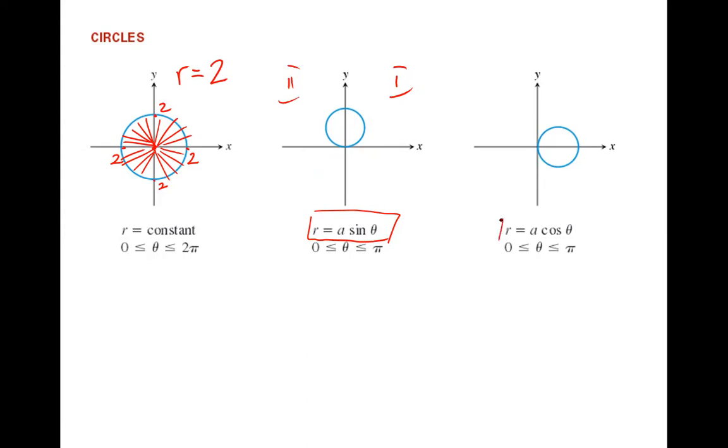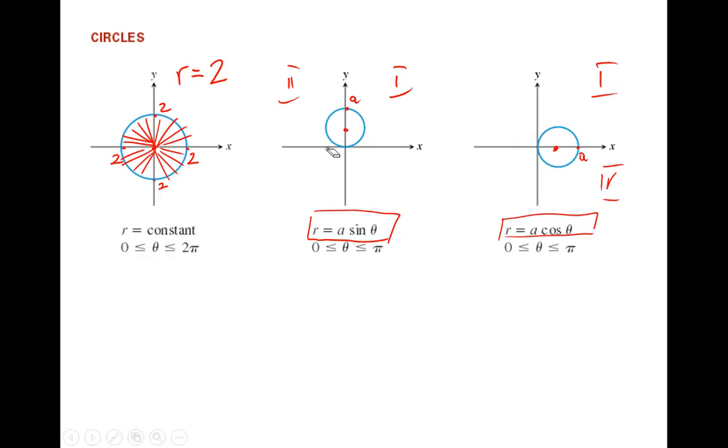When you see a constant times cosine theta, it is always placed in the first and fourth quadrant, because cosine is positive in the first and fourth quadrant. We can plot the points, and the coefficient a will be this value. The center will be half of a, on the x-axis or the y-axis respectively.